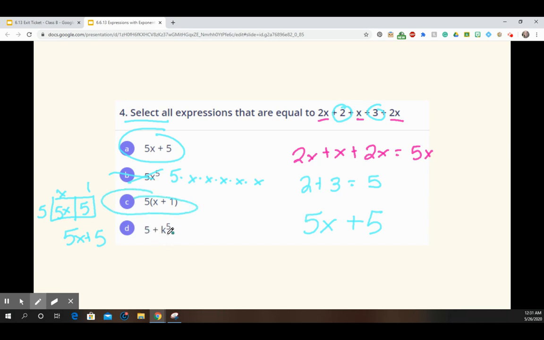This one's not true. There's no k's in the equation, but it would look like 5 plus k times k times k times k times k. Just to see if you're paying attention. All right, well, go ahead and jot down anything you want from this question. When you're done, press play and we'll move on.